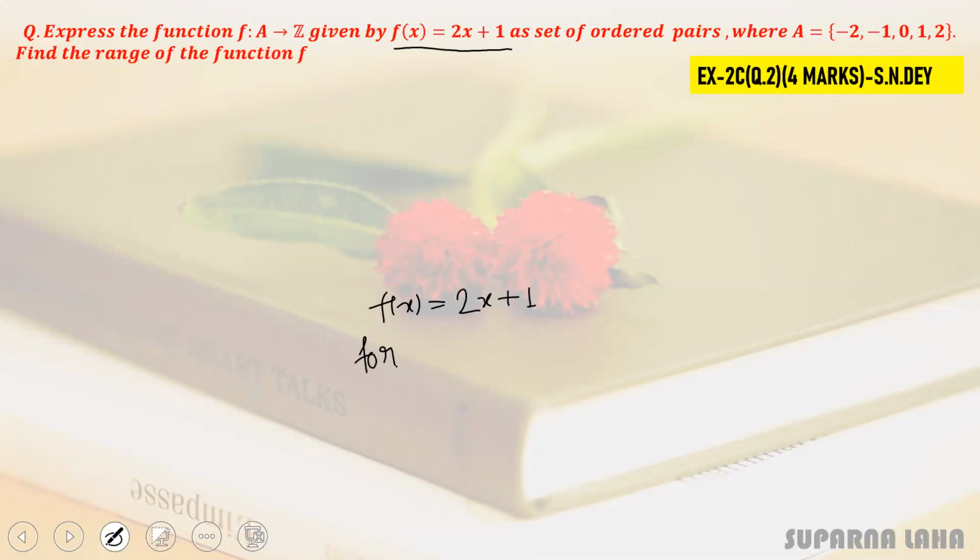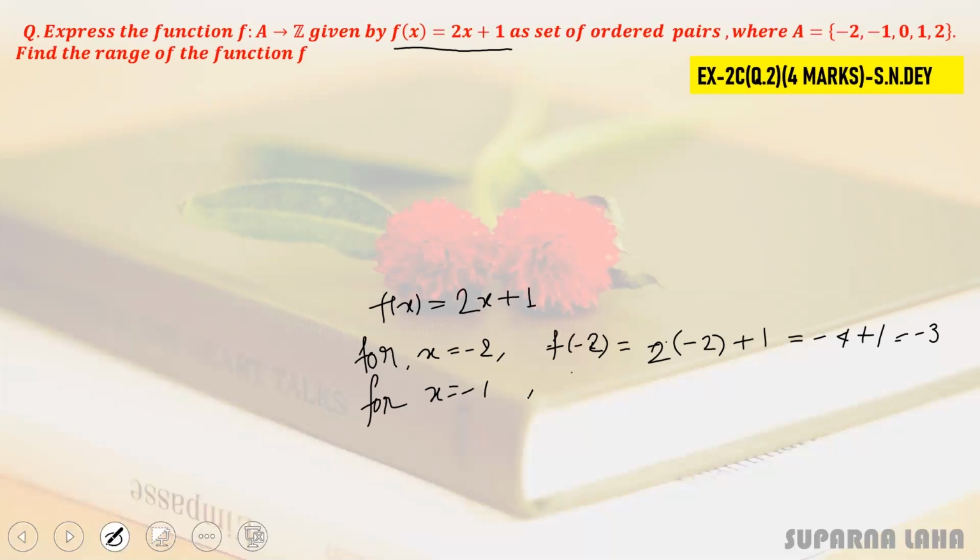So for x equals minus 2, f of minus 2 is, just put minus 2 in the place of x. So 2 into minus 2 plus 1. So minus 4 plus 1, that is minus 3. Now for x equals minus 1, put f of minus 1, that is 2 into minus 1 plus 1. So minus 2 plus 1, that is minus 1.